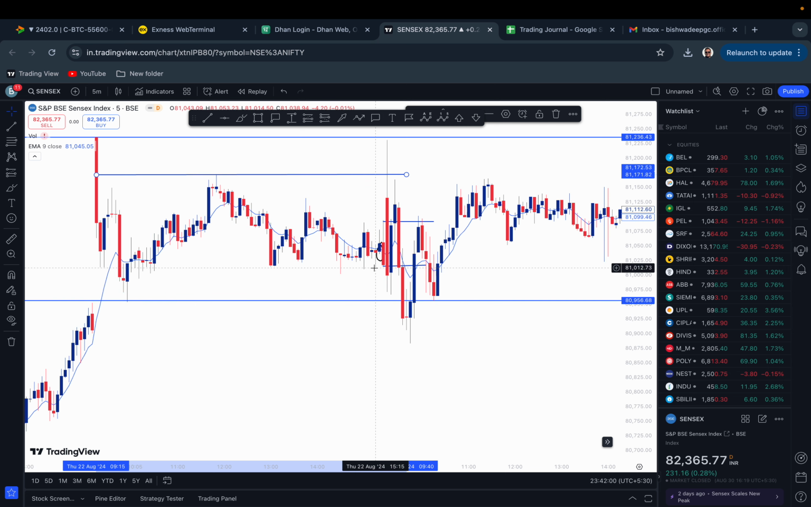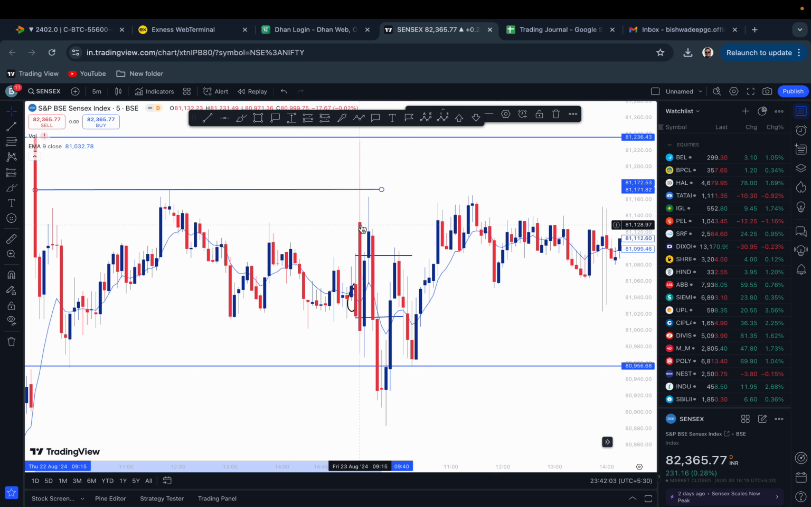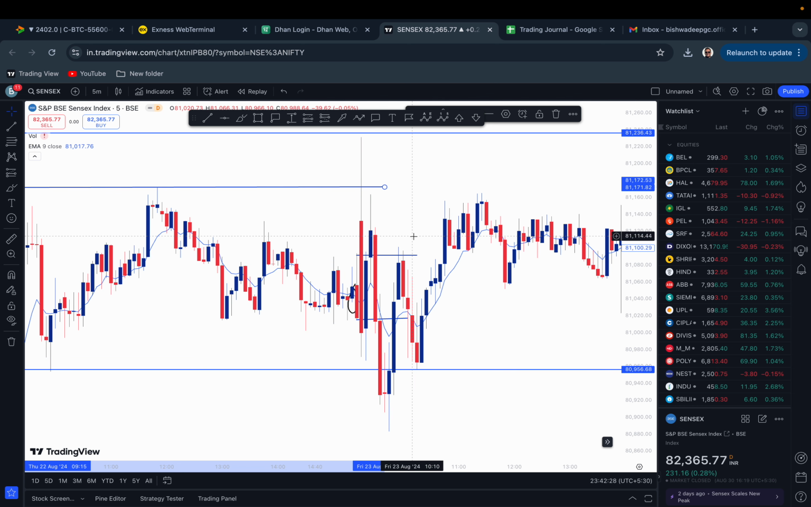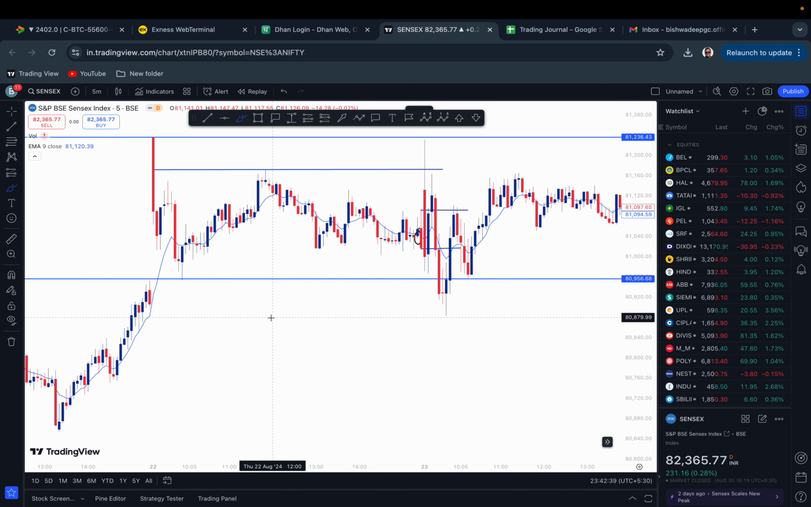Now what I'm going to do. So this was the opening candle for 23rd of August. See the volatility in this candlestick. The market opened over here in this 81,130 mark, because when a bearish candlestick forms, what does it signify? The body. So let me give you an example.